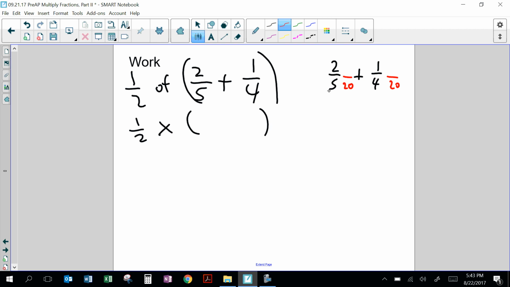What can I multiply 5 by to get 20? I can multiply the numerator and denominator by 4. So that's 8/20. And for this one, what can I multiply 4 by to get 20? By 5. So that's 5/20. So I rename 2/5 as 8/20. I rename 1/4 as 5/20. So how much seafood did I catch in all? 13/20 of a pound.